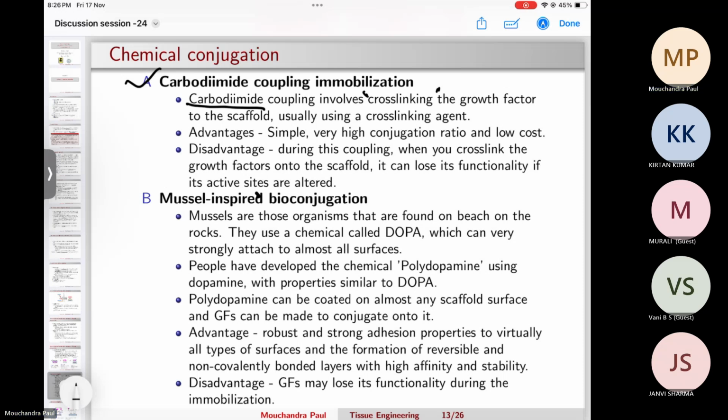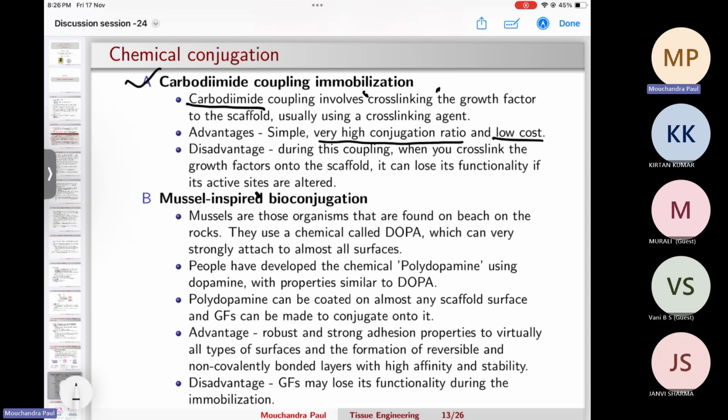All right, the advantage is it is simple. The reaction that promotes this carbodiimide-based coupling is easy, and it gives a very high conjugation ratio. This means the reaction is successful in conjugating a large amount of growth factors onto the scaffold, and the cost of doing this reaction is low. So it is affordable for most people.